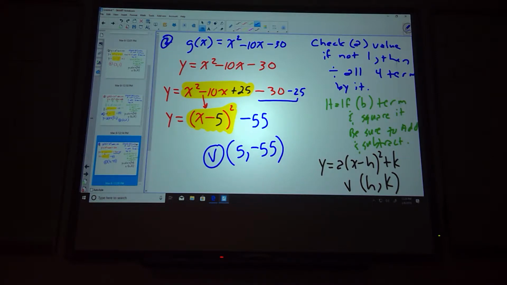We good so far? How did you get negative 55? Negative 30 minus 25 is negative 55. Combine like terms. Oh. We good?